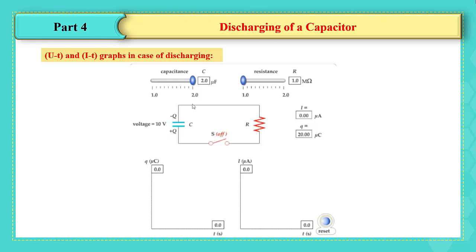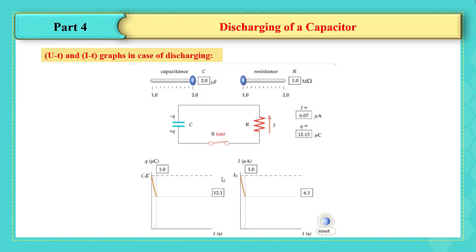in parallel. You can see here that the capacitor has a maximum voltage of 10 volts and it has two plates. One is negatively charged of charge minus Q and the other one is positively charged of charge plus Q. When I close the switch, the discharging process will start, where the capacitor discharges in the resistor.